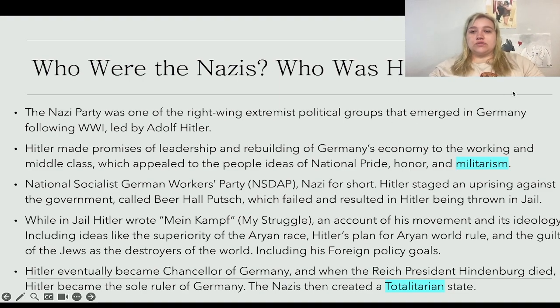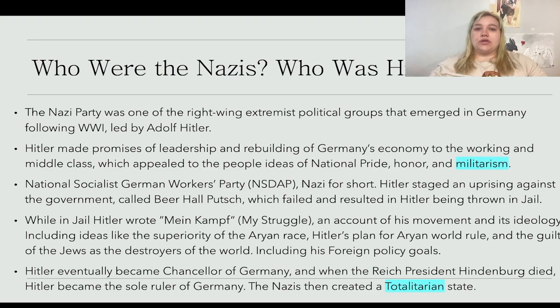We have some notes. Who were the Nazis and who was Hitler? The Nazi Party was one of the right-wing extremist political groups that emerged in Germany following World War I, which was led by Adolf Hitler. Hitler made promises of leadership and rebuilding of Germany's economy to the working and middle class, which appealed to the people's ideas of national pride, honor, and militarism.